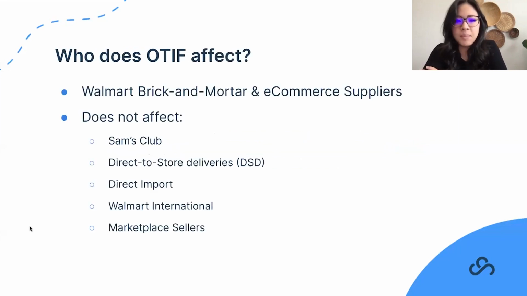But we like to talk about as well who OTIF really affects. We get these questions all the time, and we want to make sure that there's some clarity behind it. So first, OTIF does affect any Walmart brick and mortar suppliers. So if you are currently selling products in Walmart stores, physical stores, you are going to be part of the OTIF program. The same goes for e-commerce suppliers. So Walmart actually breaks out even their OTIF scores into a brick and mortar score and an e-commerce score. And we'll talk about shortly how you can get access to both of those in Retail Link.